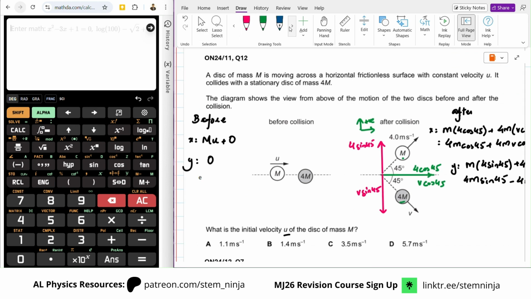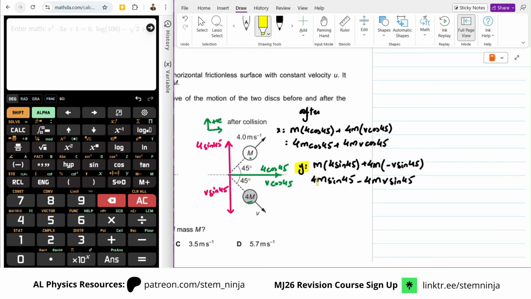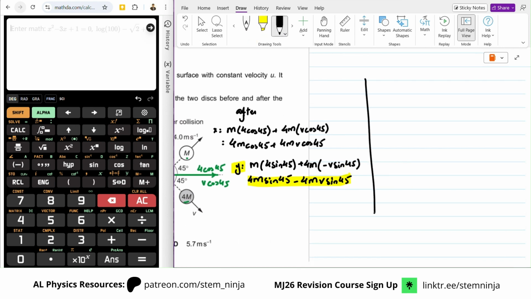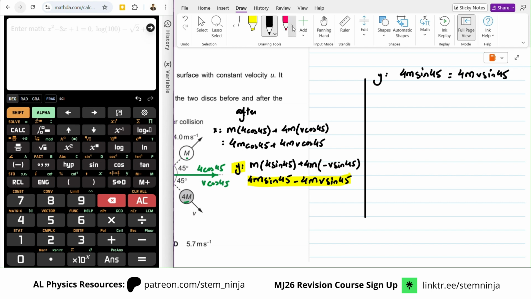To find out u, we need to figure out what v is. And what we can do is equate these two equations. So this thing is equal to 0. So the y equation first. So you have 4m sine 45. Once you equate it equal to 0, the other thing can go on this side, 4mv sine 45. So 4m gets cancelled, sine 45 gets cancelled. So v is 1.